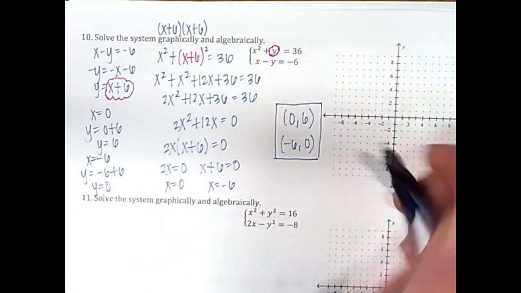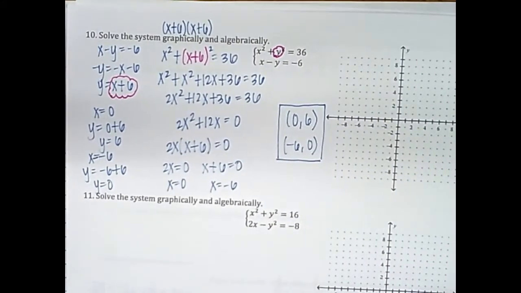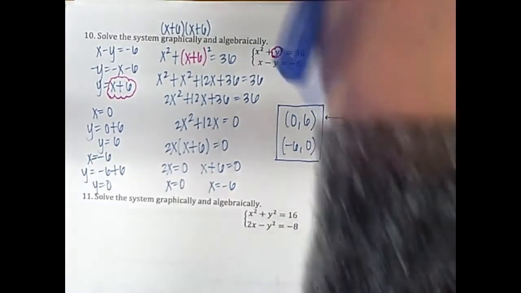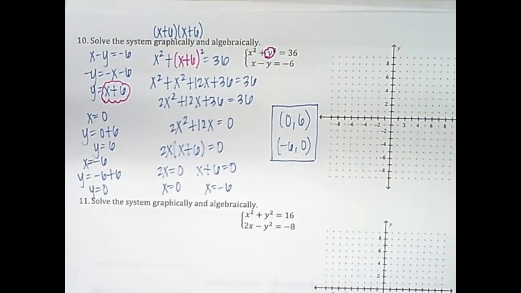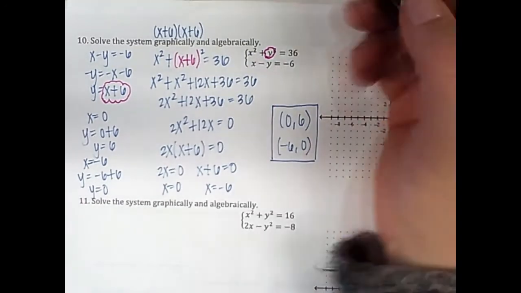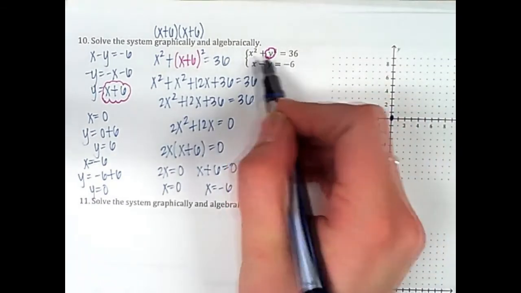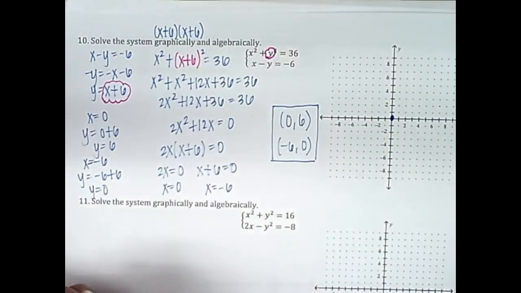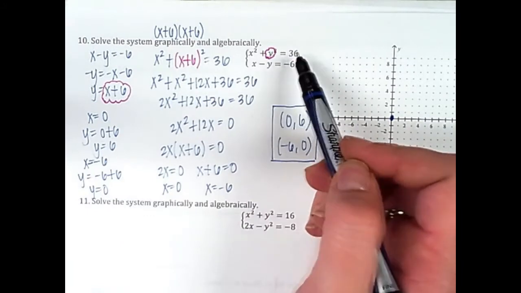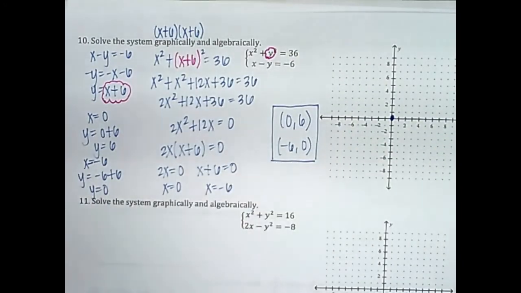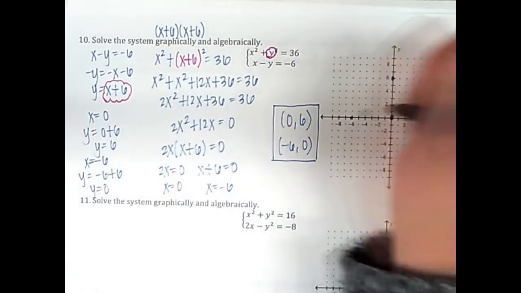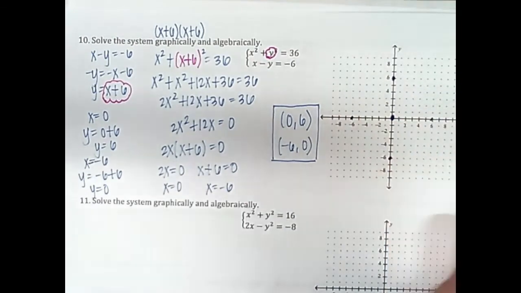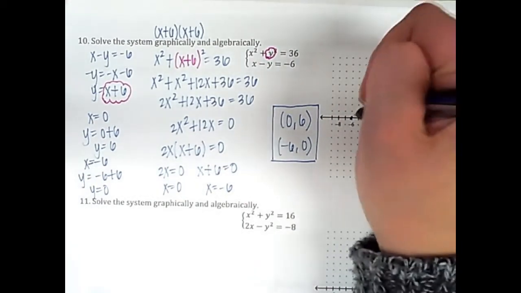I expect you guys on the test to solve it both ways, algebraically and then show it graphically. So now we're going to graph our two equations. So x squared plus y squared equals 36. Like I said before, that's a circle. It's a circle with a center at 0, 0, because there's no numbers within the squared. And then the radius is 6. Because of that 36, the square root of 36 is 6. So I'm going to go up 6 and all around 6. And I can graph my circle.